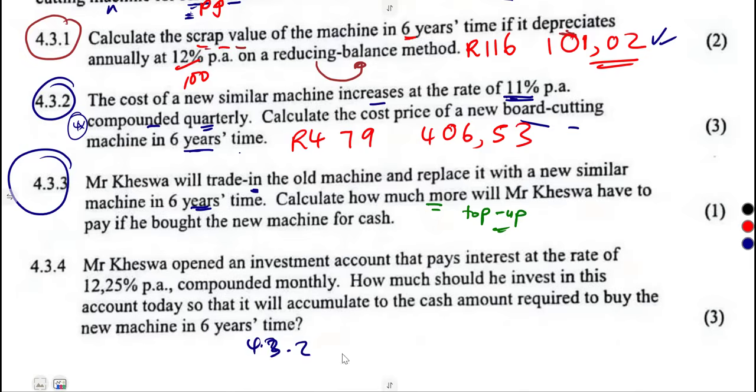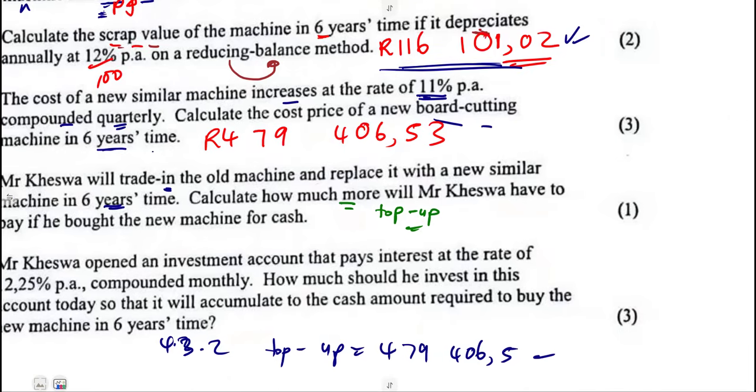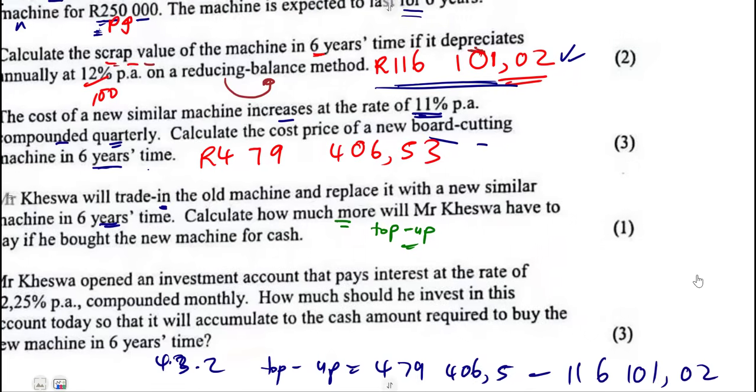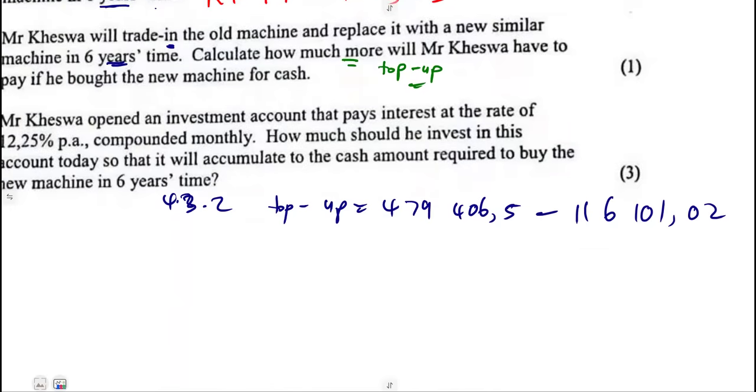All right. So 4.32. We just need the top up of the 2, which is the difference. The price that you see in the shop, which is 479406.53, minus what is the worth of his machine after 6 years. The machine is worth 116101.02. That is what his machine is worth after 6 years.